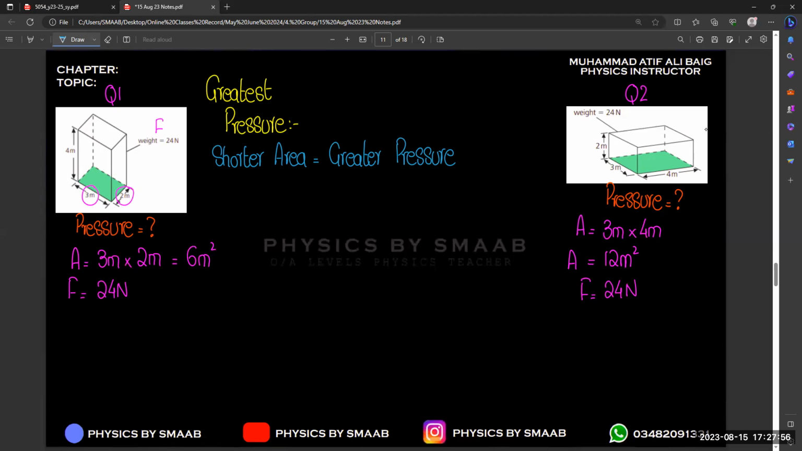So you can just simply calculate the answers. The purpose of these diagrams is to show you how we figure out the area by ourselves in the exams, because sometimes they just give you blank diagrams and you need to find the area by yourself.